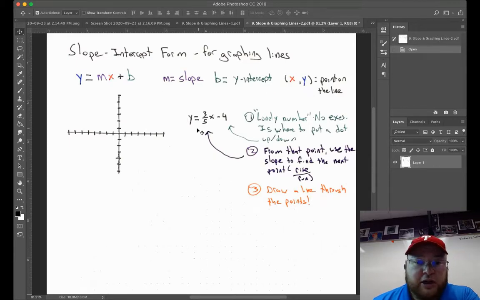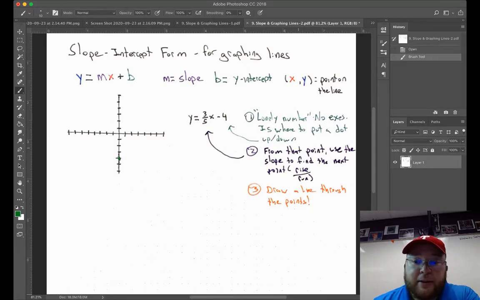So to graph a line, y equals 3 over 5x minus 4. Step 1, the lonely number. We say it's lonely because it's never had any x's. It's been alone all its life. It's where you put a dot, a point, up or down. So you always look for the lonely number first. And then you say, hey, it's negative 4. So you go down 1, 2, 3, 4.